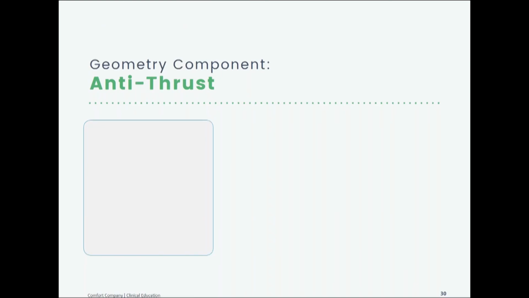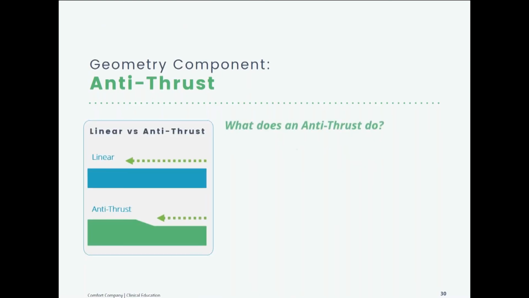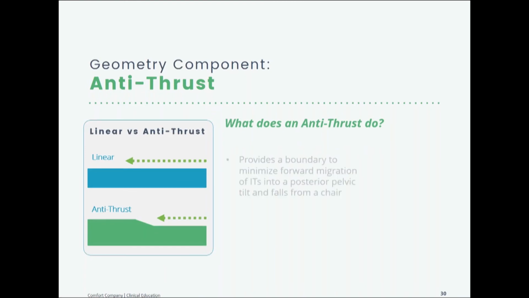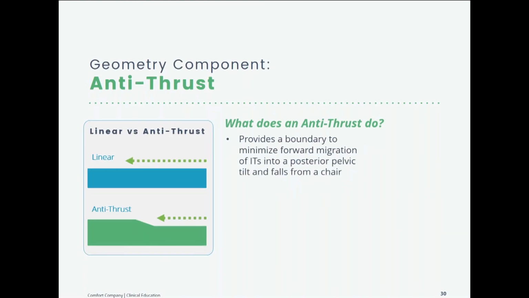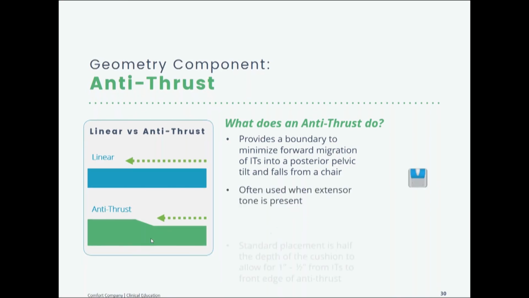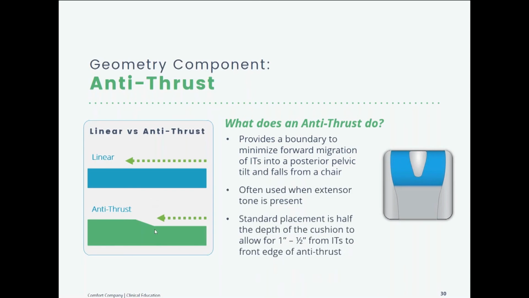So the next component is an anti-thrust. So what does an anti-thrust do? And again, just like most of the other components of a pre-contoured cushion, it acts as a boundary. It's meant to minimize any forward migration of the pelvis into a posterior pelvic tilt. And just a little tidbit for you to know is that it's supposed to be placed about halfway up the cushion. So if this were an 18-inch cushion, the anti-thrust would be about 9 inches.